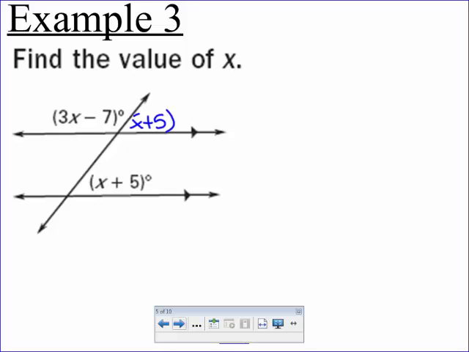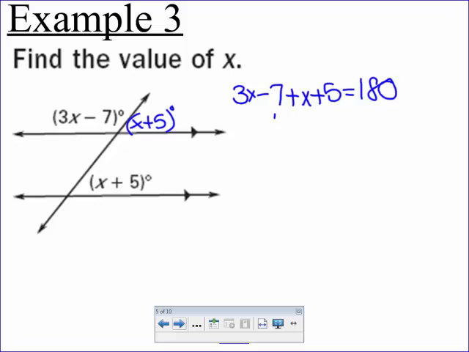So what I always tell you guys to do is move it up corresponding. Okay, we can also list x plus 5 there. And what do you know about the relationship of x plus 5 and 3x minus 7 now? They're a linear pair, so you can go ahead and set up your equation. 3x minus 7 plus x plus 5 should equal 180 because they're a linear pair. So go ahead and solve that.